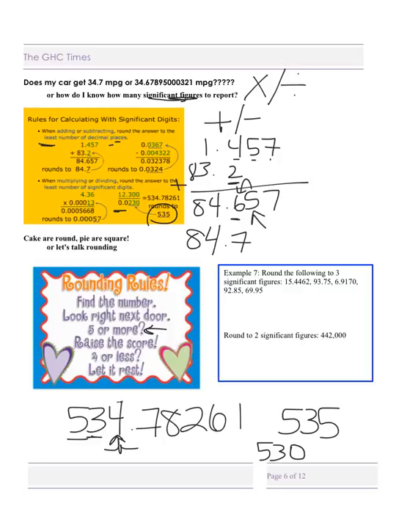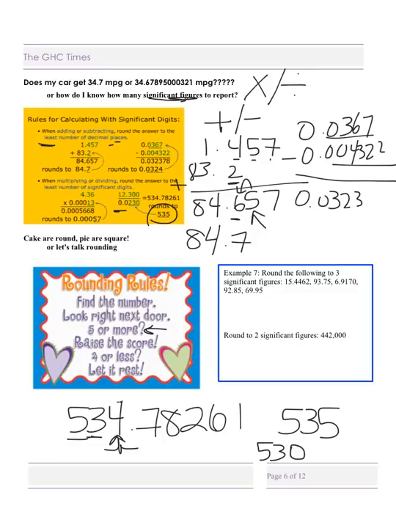In subtraction, it's the same thing. 0.0367 minus 0.004322. We have 4 decimal places in the first number and 6 in the second number. So our answer should have 4. In our calculator, we would get 0.032378. But again, we only want 4. 1, 2, 3, 4. So here's our cutoff. Look right next door. We have a 7. That is 5 or more. So we are going to raise the score. 0.0324 is our final answer.